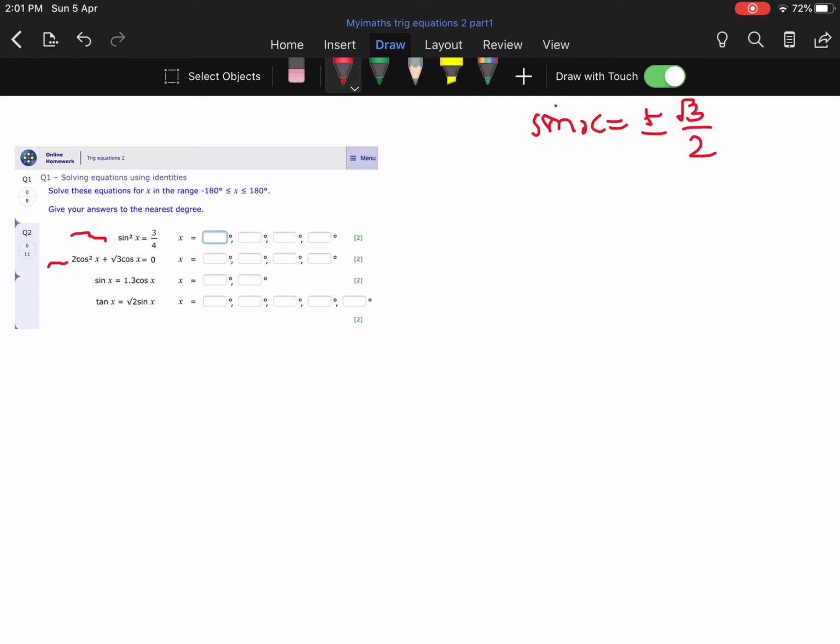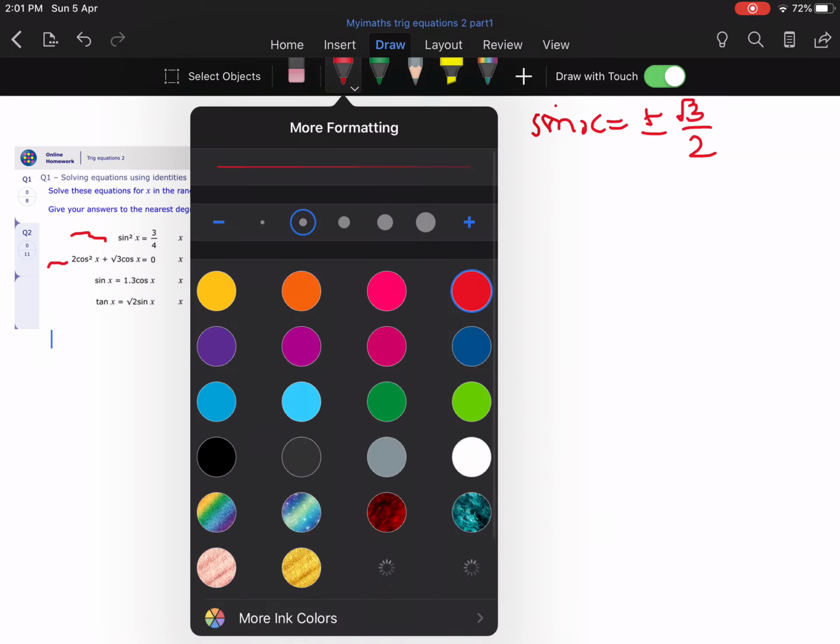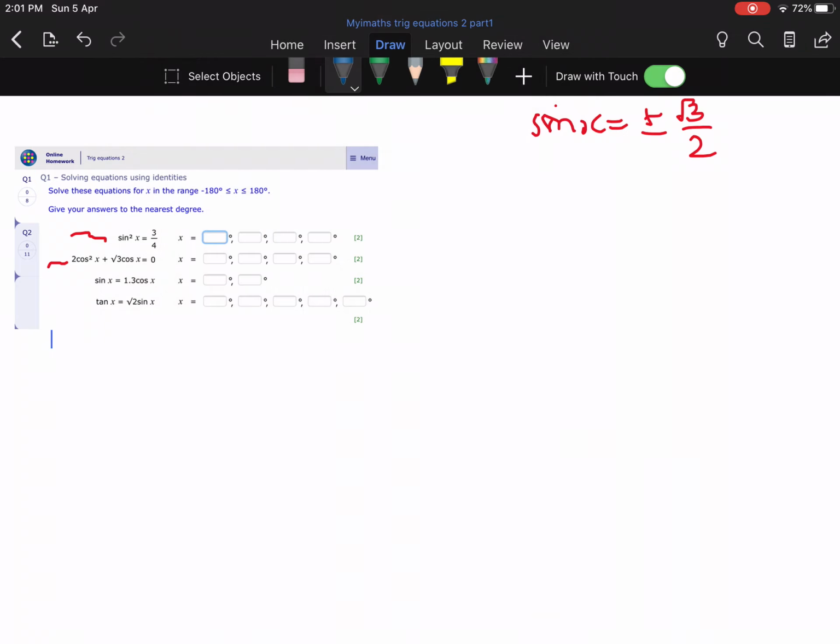The second one, I don't need to do either. Just need to remind you of putting it into a quadratic. So you just say let a equal cos x, and that will give you 2a squared plus root 3a equals 0.